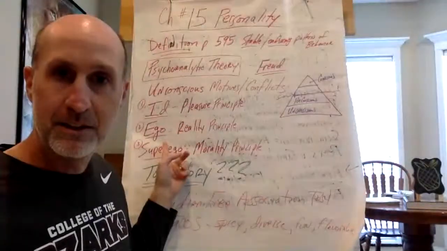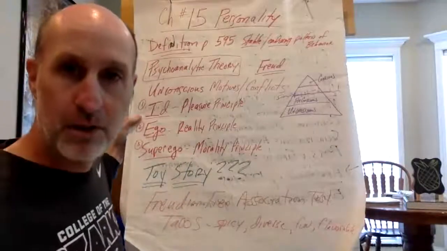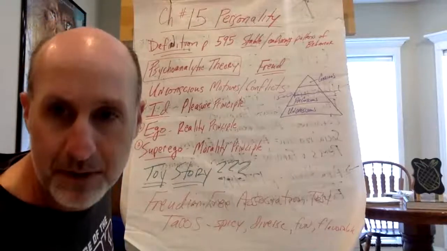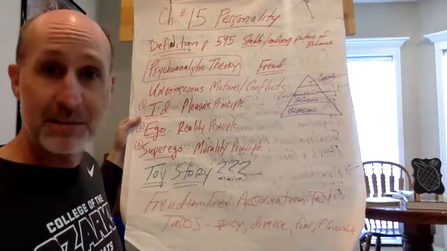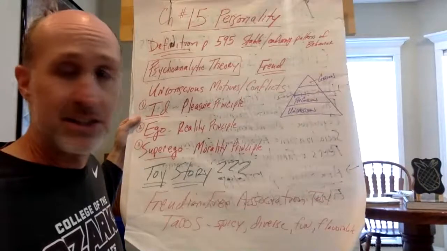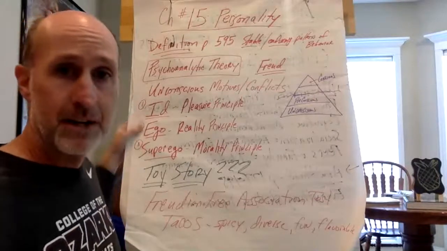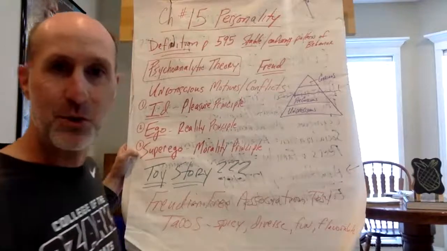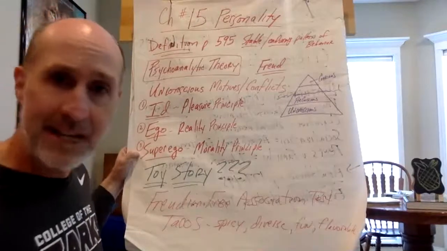Is that correct? Right? What's your id going to say when your alarm clock goes off in the morning? What does it want? It just wants sleep, right? It just wants sleep. So it doesn't care about anything else. I want sleep. Okay. The superego is like, you need to get out of bed. You need to be responsible. You need to get to school. You got to get ready. You can't be late. Okay.